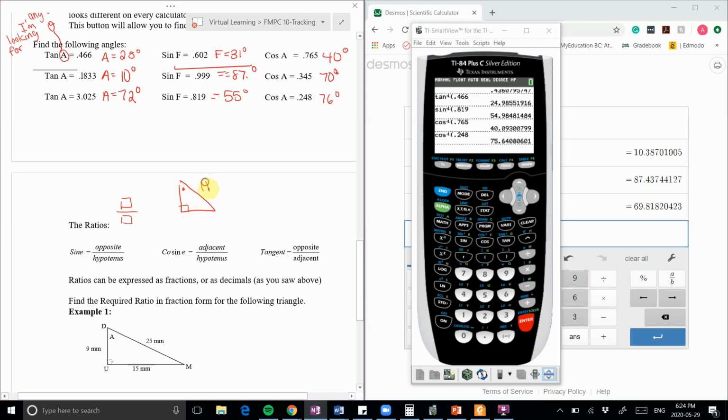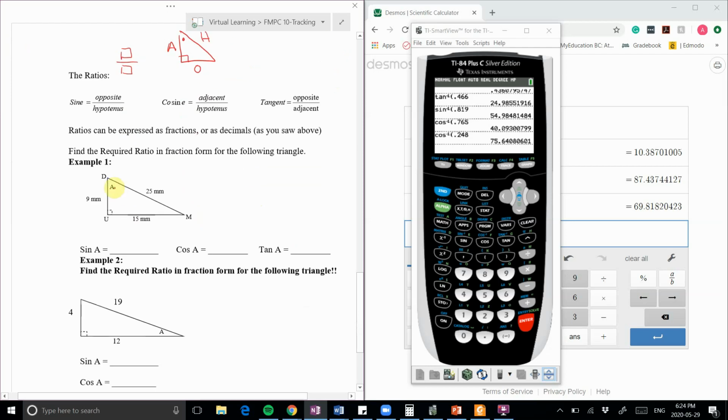So if I'm using sine, I need, so remember for a triangle, let's say I'm looking for this angle. This is my hypotenuse, this would be opposite, and this would be adjacent. So if I'm looking for sine, that means I know opposite and hypotenuse. If I'm looking for cosine, adjacent and hypotenuse. And tangent is opposite and adjacent. So we use the one we need based on what we know.